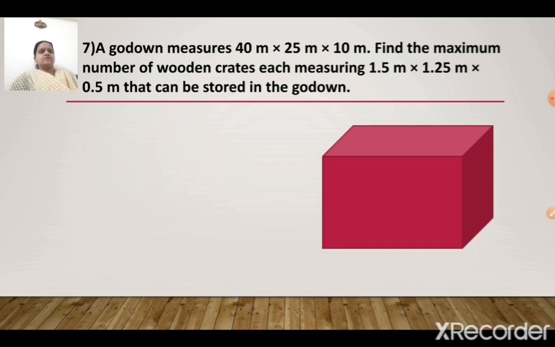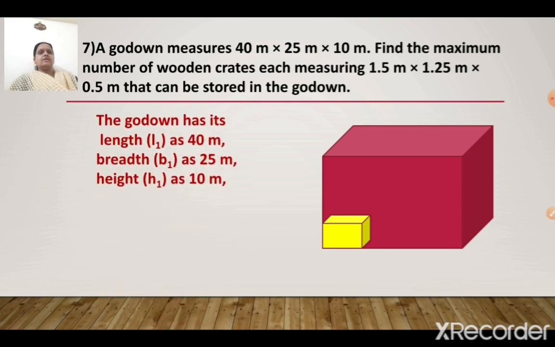Just look at here. This is nothing but a godown, where the length is 40 meter, breadth is 25 meter and height is 10 meter. And in that, if I want to place a small crate, look at here with the yellow color. If I want to place this type of crates, how many crates can I place in this? So I want to find that number. So first let us start with the solution.